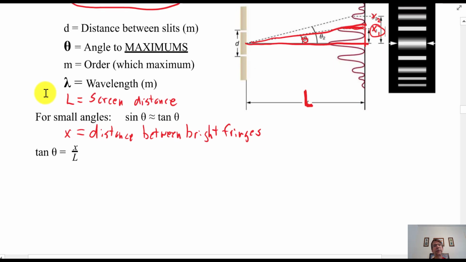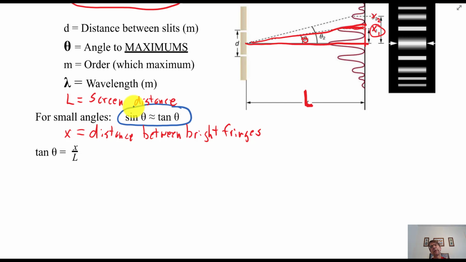For small angles, sine of theta is roughly equal to tangent of theta. It's not exactly the same, but for small angles, and we're dealing with a lot of small angles here. So this is called a small angle approximation.